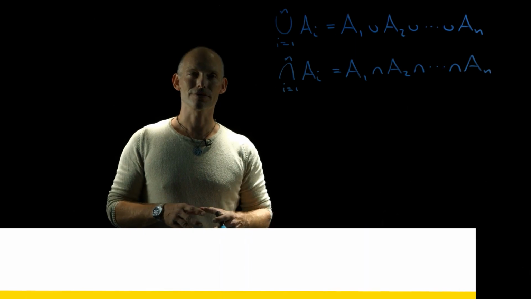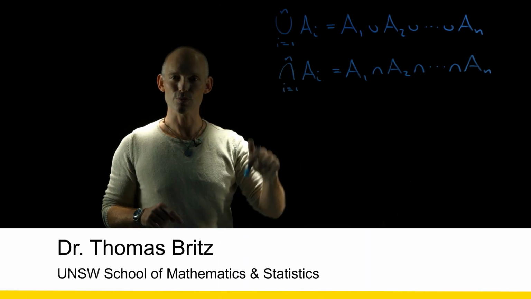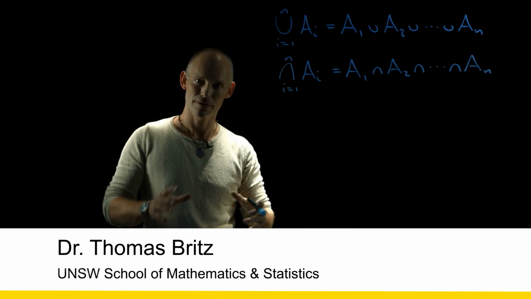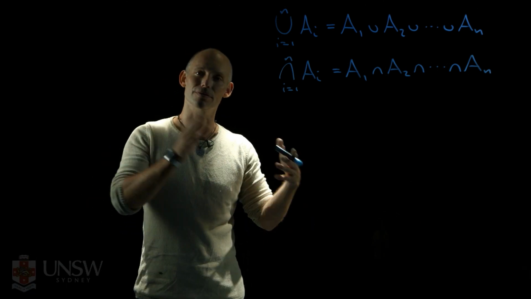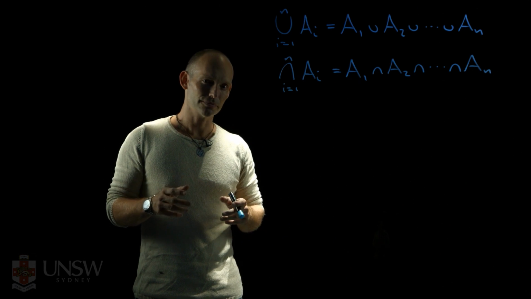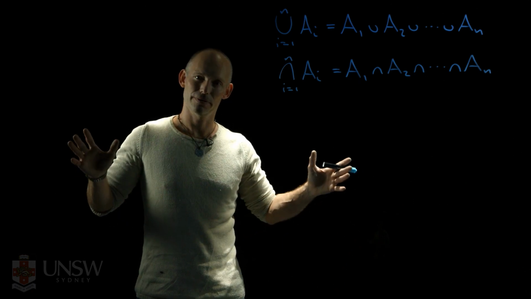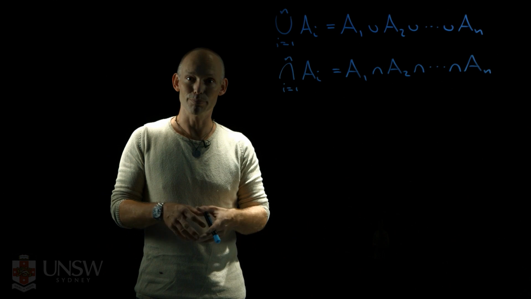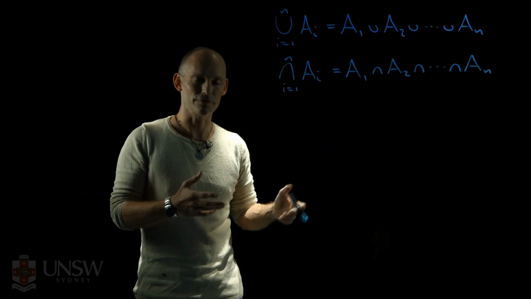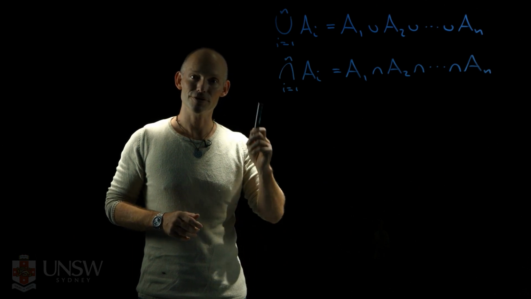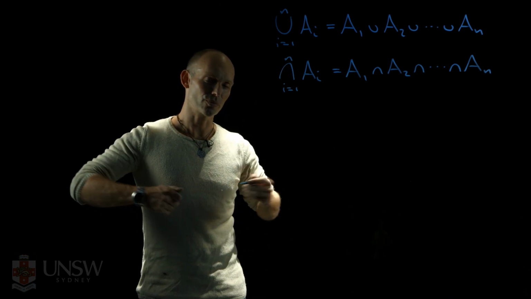Now, when we defined unions and intersections, we defined them on two sets only. So A union B, or C intersect D. Now, what if you had a whole bunch of sets, maybe a billion sets that you wanted to take the intersection of or the union of? Well, by the associative law, we didn't have to worry about brackets.